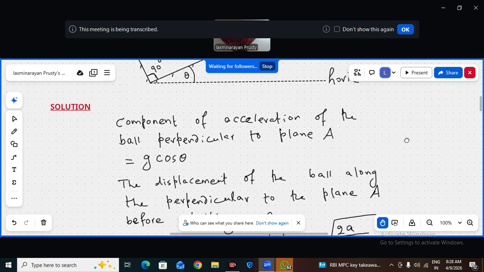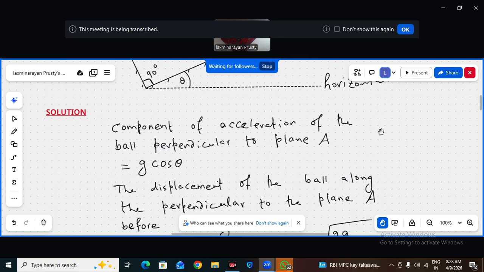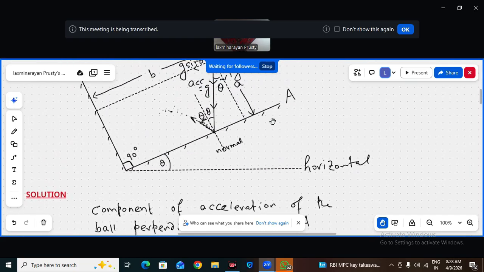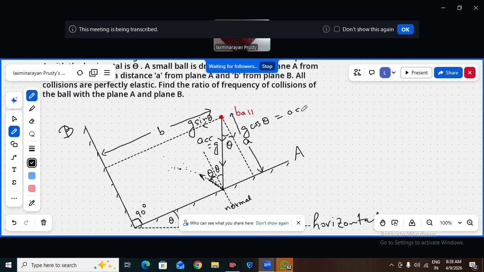What is the displacement of the ball along the perpendicular to the plane? The component of the displacement of the ball along the perpendicular to the plane A is A only. The actual vertical displacement is A by cos theta, but perpendicular to the plane, the displacement is A. What is the acceleration perpendicular to plane A? g cos theta. Yes or no?